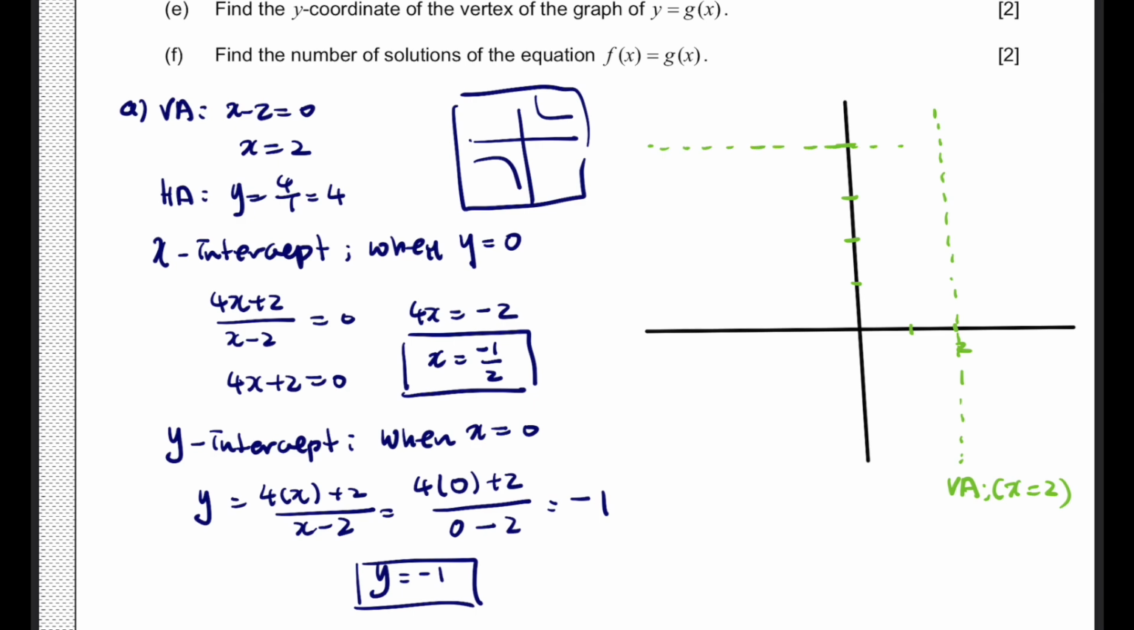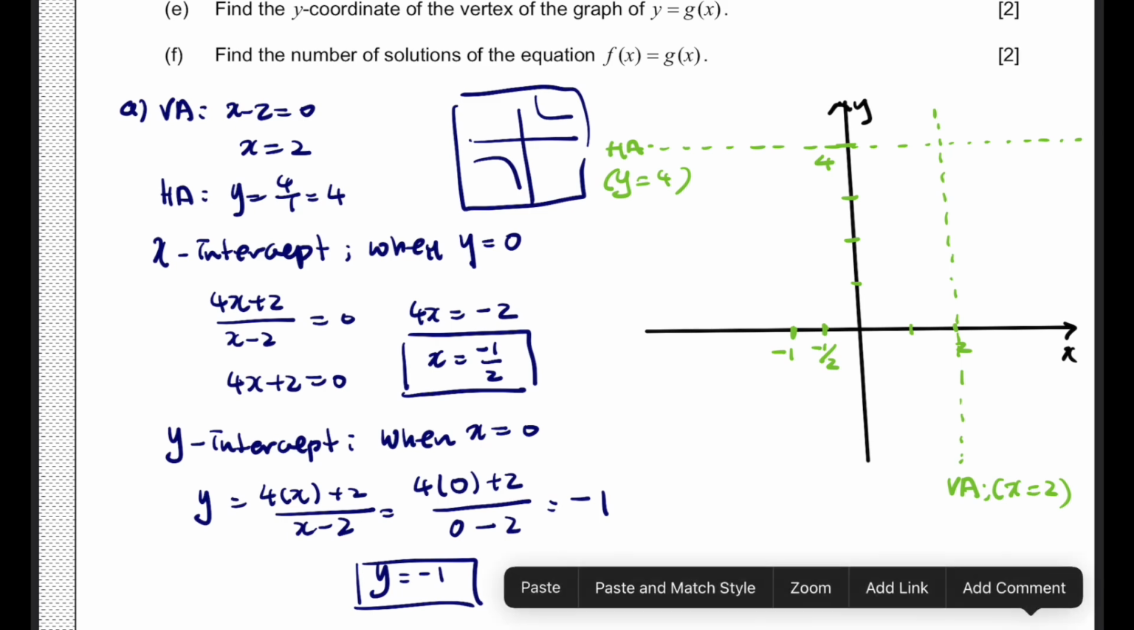Then we should have a line like this, and this is 4, and this is our horizontal asymptote, and the y value is equal to 4. Okay, so this is our y, this is our x. And let's identify the x-intercept, which is -1/2. So if this is -1, then -1/2 is about here. So it means the graph is passing through this point here for sure, right? And also we should have another intercept, which is the y-intercept, and it's happening at -1.